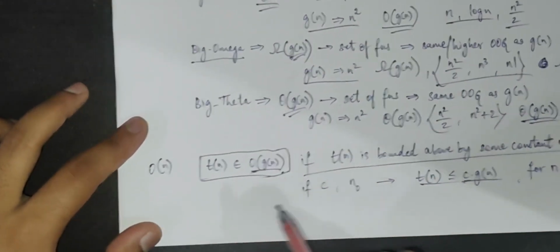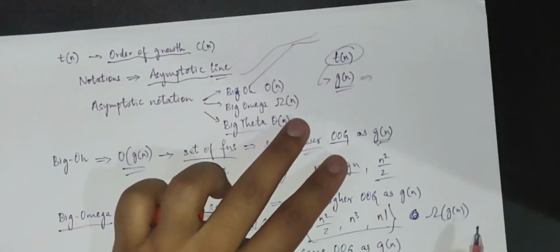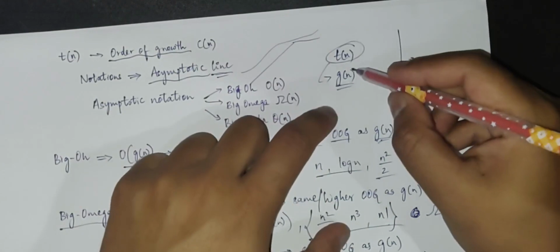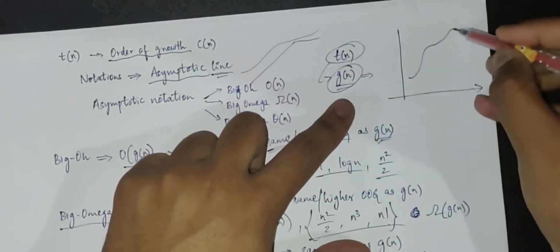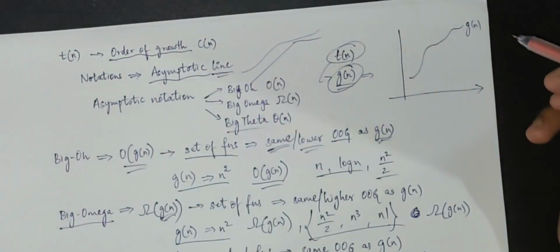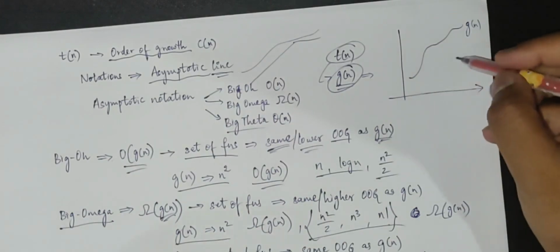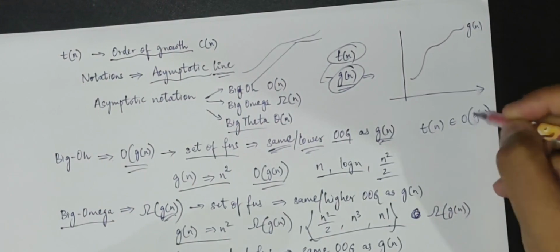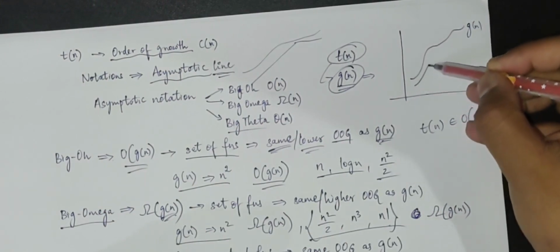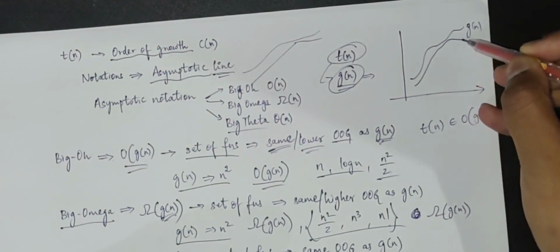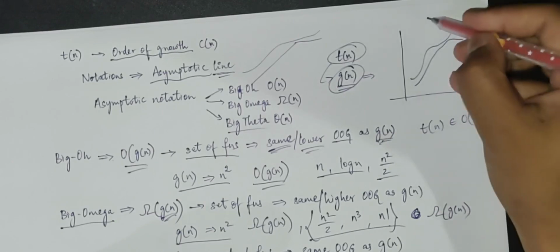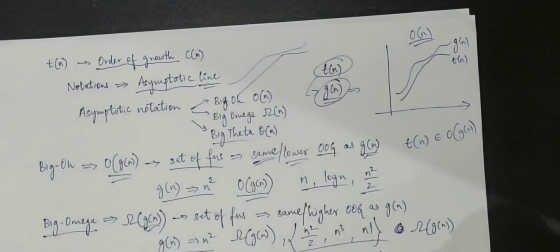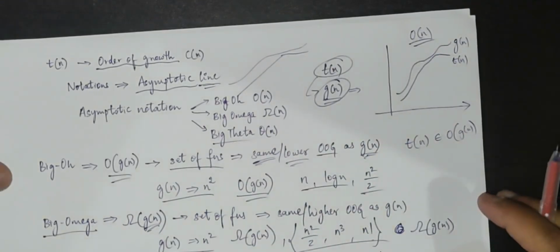Now if you were to plot how the big O of n graph would look, let's say g of n is some function. If t of n is in big O of g of n, then t of n would approach g of n but would never touch it. So this is how big O of n would look. So this is big O of n.